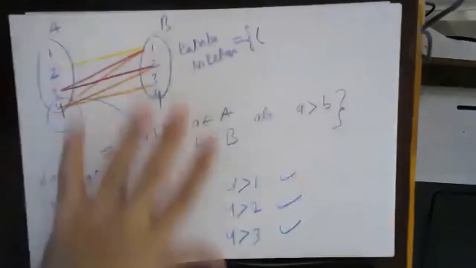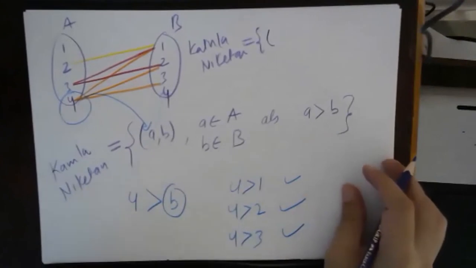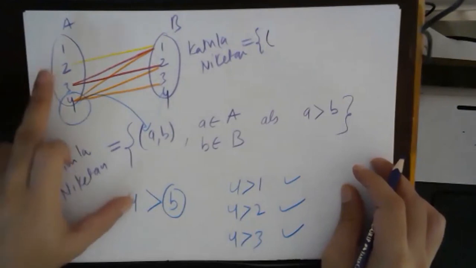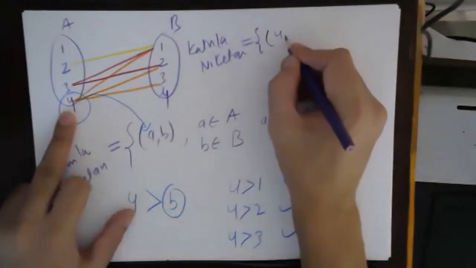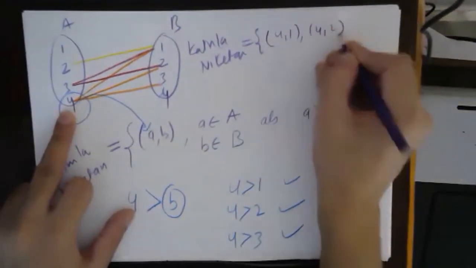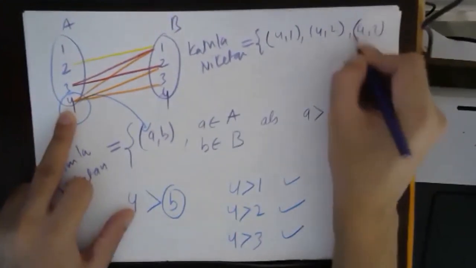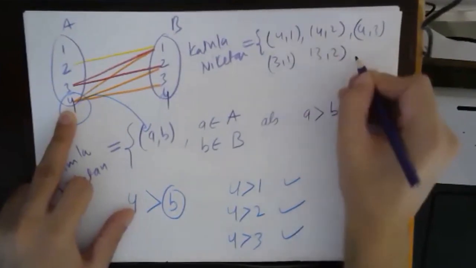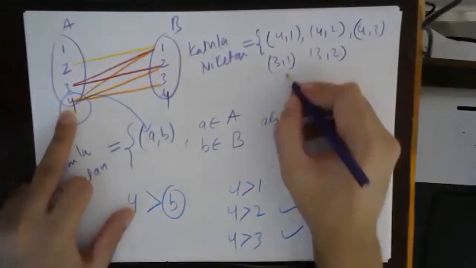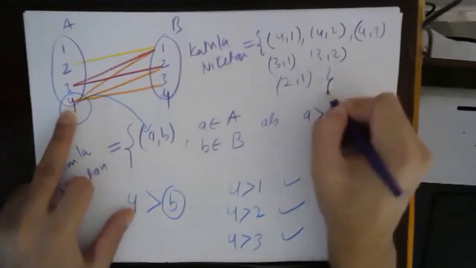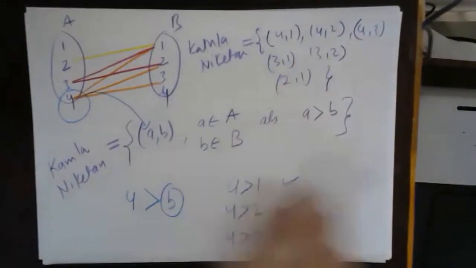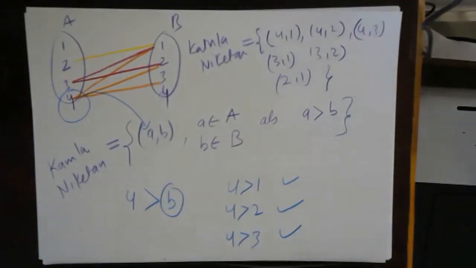Now write down the elements of this Kamla Niketan set. It will contain all the ordered pairs. Write it down: (4,1), (4,2), (4,3). This is the way of writing. Then (3,1), (3,2), and then (2,1). These are the elements. Very good. 6 elements: 1, 2, 3, 4, 5, 6. Excellent. You are understanding what I'm trying to say.